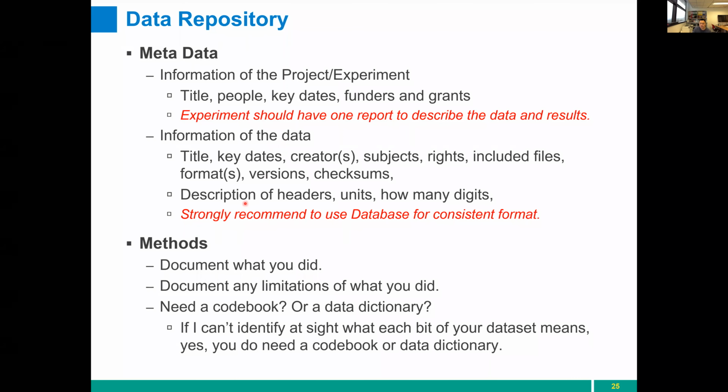So your 5 data points may represent something that has units, has its own headers, and the way you record them may have to consider how many digits you want to keep. So the information of the data is also inside the metadata consideration, where you have to have the title, the key dates, subjects, versions, and checksums, which is a mechanism to make sure your data set is intact without corruption. So the description of the headers and the units, how many digits. We strongly recommend you consider using a database for a consistent format.